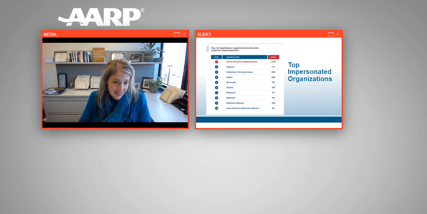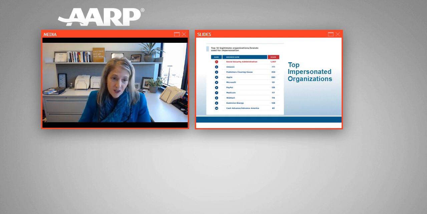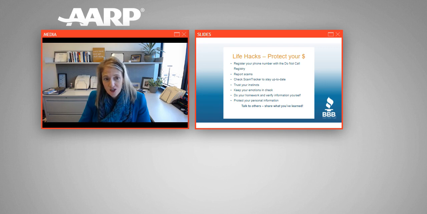Top impersonated organizations. This again is something that we have found through our scam tracker research. Social Security Administration was top again for us this year, and Amazon went way up to number 2. Again, that's probably because of more people online shopping, but you can see some other familiar names on this list: Publishers Clearinghouse, Apple, Microsoft, PayPal, Medicare, Walmart, energy companies, and those claiming cash advances. So these are things to absolutely look for when they come in your emails or on your telephone caller ID. These are the top impersonated organizations.